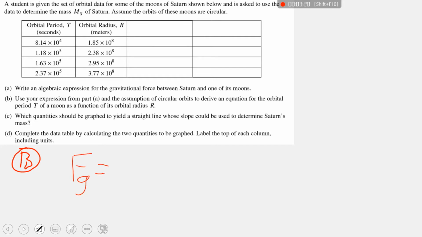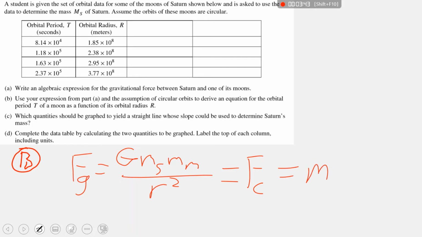So the force of gravity is equal to, from the last slide, the gravitational constant times M_s over r squared. And you said that's also equal to your centripetal force, which is what? M v squared over r. Which M? That's the big one, so which is Saturn. Okay, so it's actually the mass of the moon. Oh, yeah.